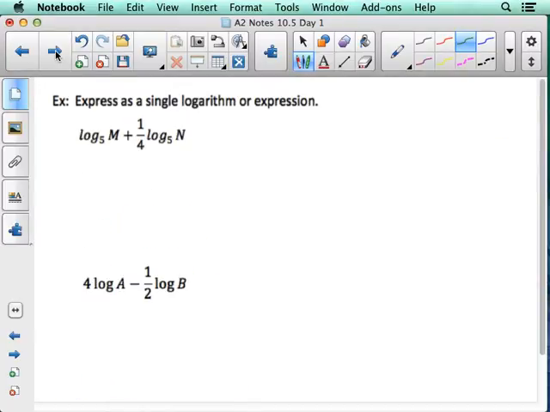All right, now we're going the opposite way, and we're going to condense. So you know you're done condensing when your coefficient is 1, and you have 1 log. So first rule here is that you have to have the same base. So we have log base 5 and log base 5, so we're allowed to use our properties.